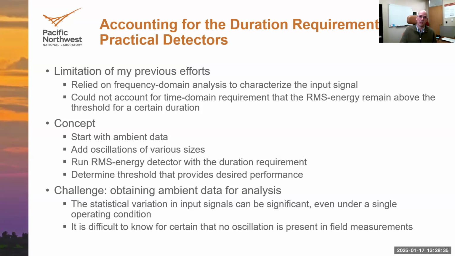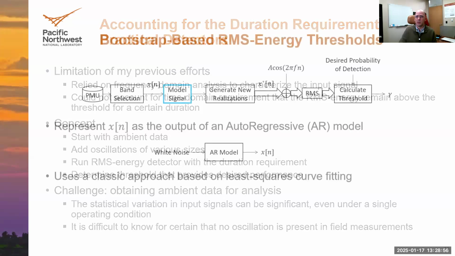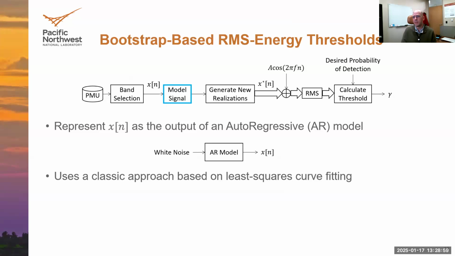And so we end up having to look at a lot of data, and then you never really know if the measurements that you're collecting from the power system have an oscillation in there or not, because you're trying to detect oscillations. So if you have the wrong threshold, you may not see it. So it's challenging to use exclusively field measured data for this. And so here's the approach that I've taken for this.